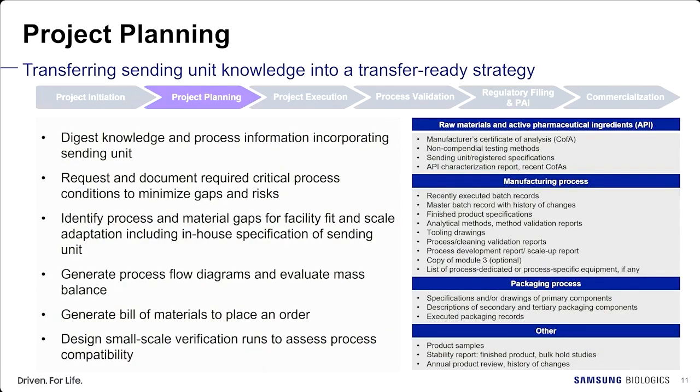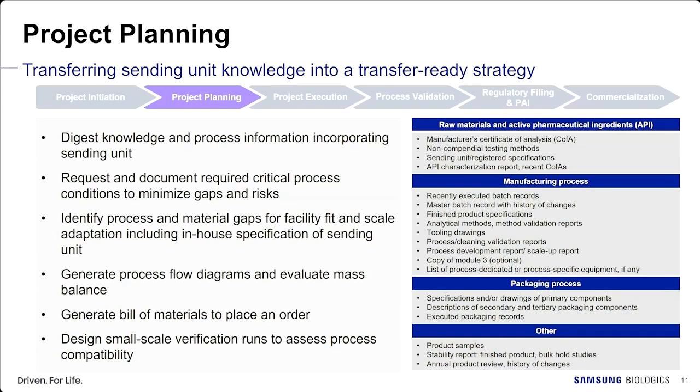The next stage is the project planning. Technology transfer document packages are delivered from sending unit to receiving unit. The examples are shown in this table for your reference. Documents regarding the raw material and active pharmaceutical ingredients, manufacturing process, packaging process, and other supporting data can be provided.